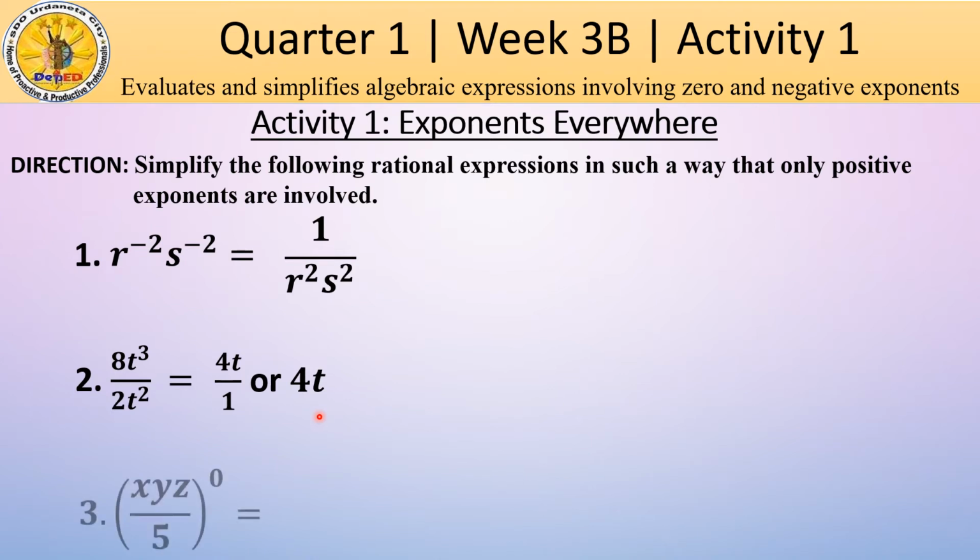Very good. Next, okay, the simplest one, zero exponent. What will be the answer? Quantity x, y, z divided by 5 raised to 0 exponent. What's the answer? Okay, it is always 1.